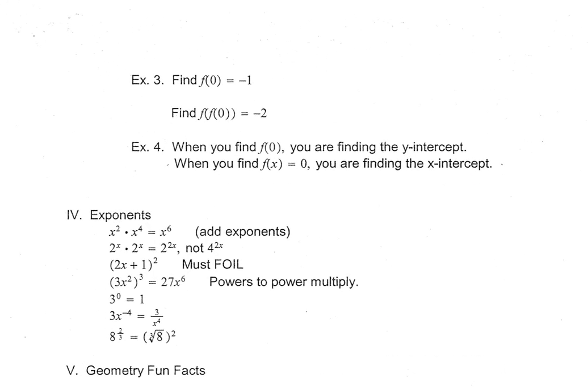Some more function notation at the top. So if it says f of 0 equals -1, that is a coordinate point (0, -1). The second one you would need the chart, so we won't do that one yet.